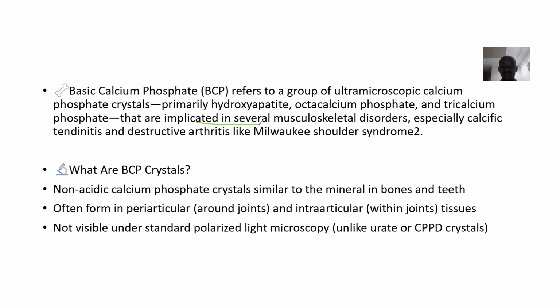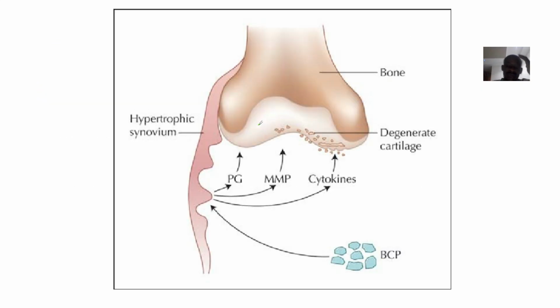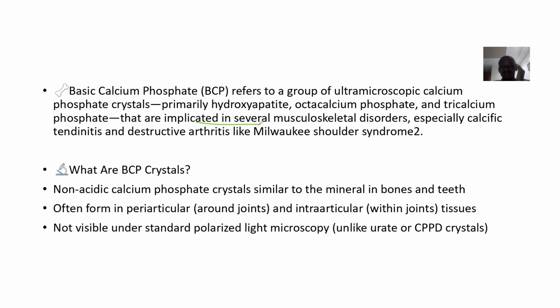They are usually implicated in several musculoskeletal disorders. So you're having a disorder in the skeleton and these crystals are basically implicated, especially in calcific tendinitis, destructive arthritis, and Milwaukee Shoulder Syndrome. This group of ultramicroscopic calcium crystals is always being implicated in these conditions.